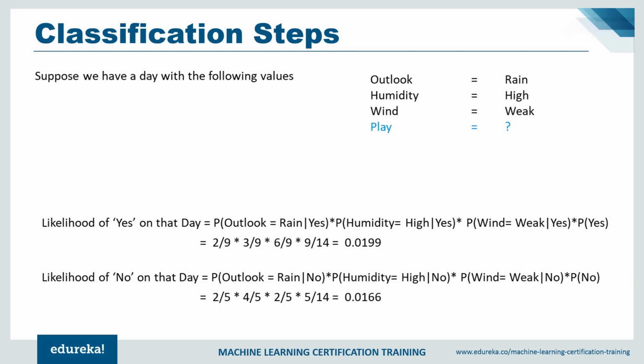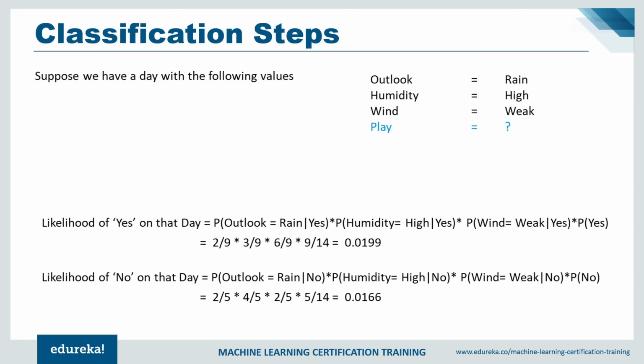And let's understand how naive Bayes actually works. First of all, we're going to compute the likelihood of yes on that day. That equals the probability of outlook rain given it's a yes, into the probability of humidity high given it's a yes, into the probability of wind weak given it's a yes, into the probability of yes. That gives us 0.019.